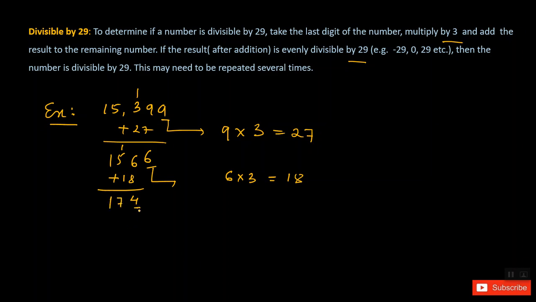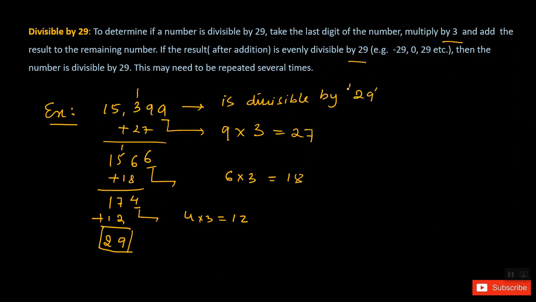Alright. Take the last digit 4 again. 4 times 3 gives you 12. So add this one to the existing one. So 17 plus 12, what we get? 7 plus 2, it's 9. 1 plus 1 is 2. So look at the end result, what we got. This is a multiple of 29, or simply 29. So I can say this number is divisible by 29.